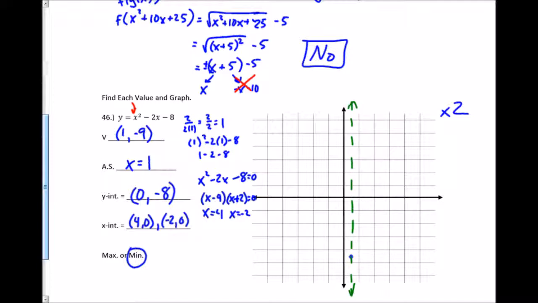The y-intercept at negative 8 is right here. I can reflect that point over here. I've got the positive 4 is right here. The negative 2 is back here. And that's enough information to graph this thing. It's just a parabola that opens up and has all of those values that I just found. And that's it.